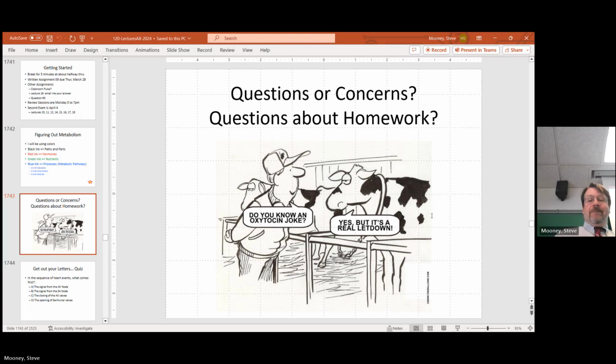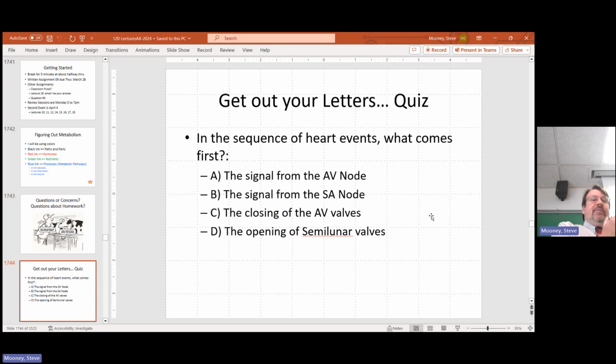So, put the letters in a sequence of heart events. Given the set we have there, A through D, which event comes first? Signal from the AV node, signal from the SA node, the closing of the AV valves, or the opening of the semilunar valves. What comes first? You could probably argue any of them, but B is what we'll start with. It starts our systolic phase, or systole phase.